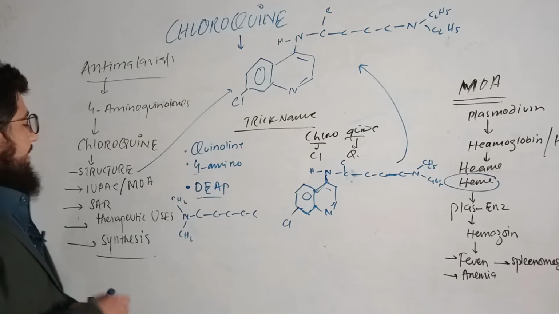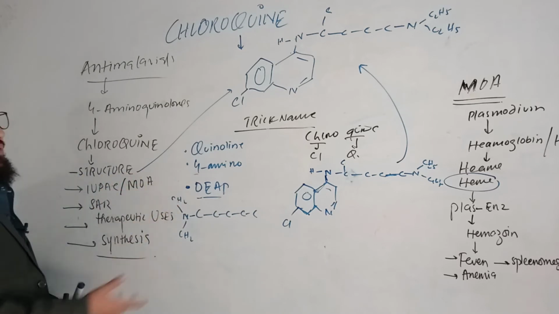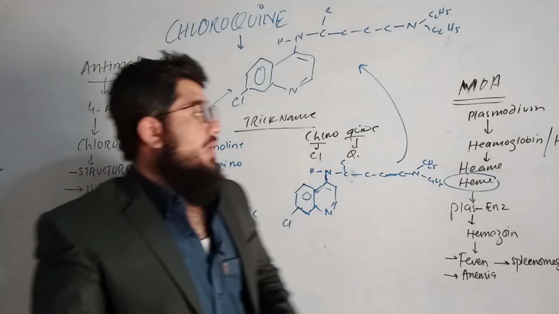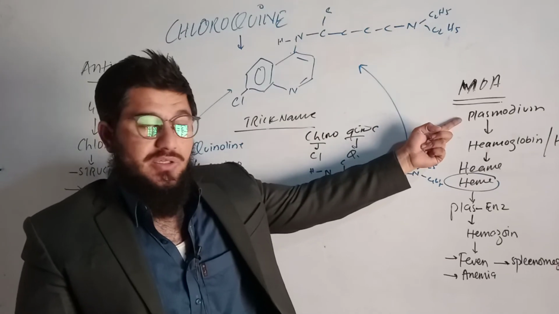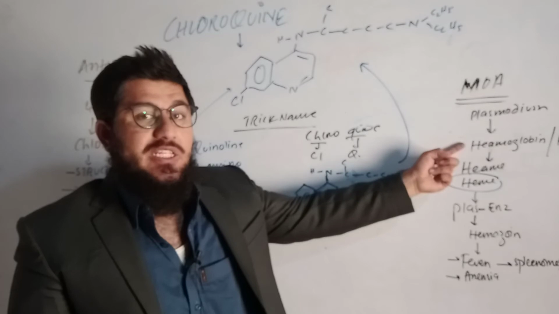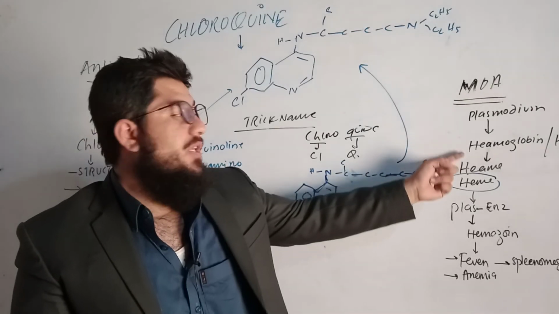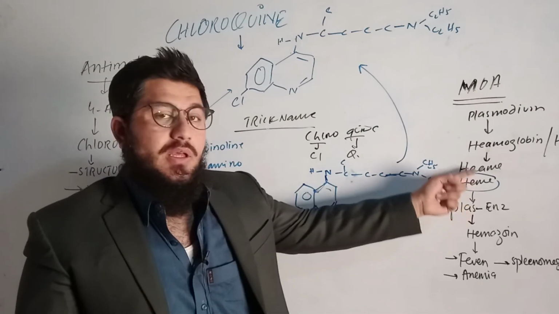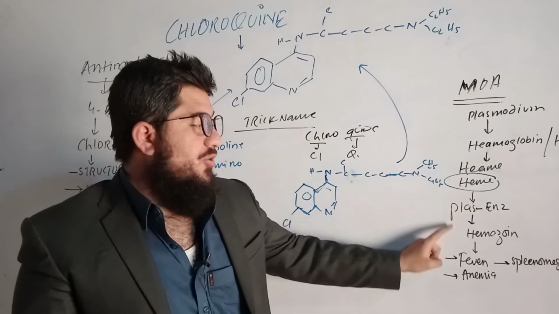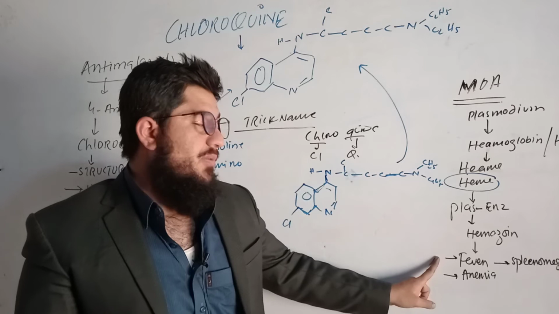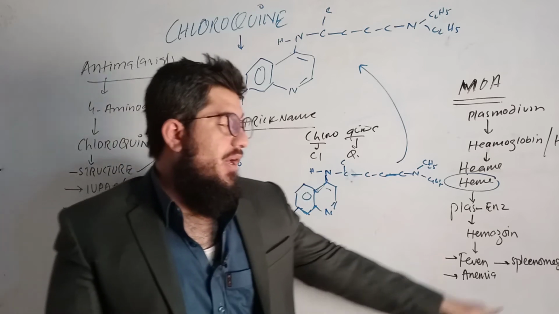Now let's come towards the mechanism of action. IUPAC and mechanism of action. First of all, mechanism of action. Simple. According to the studies, when the parasite enters into the body, it will split the hemoglobin into heme and globin. The heme will be utilized by the plasmodium enzymes to convert the heme into hemozoin. Then that hemozoin is responsible to cause fever, anemia, and splenomegaly.